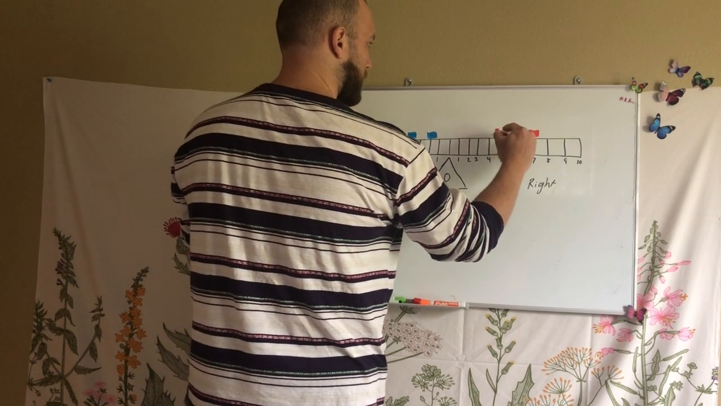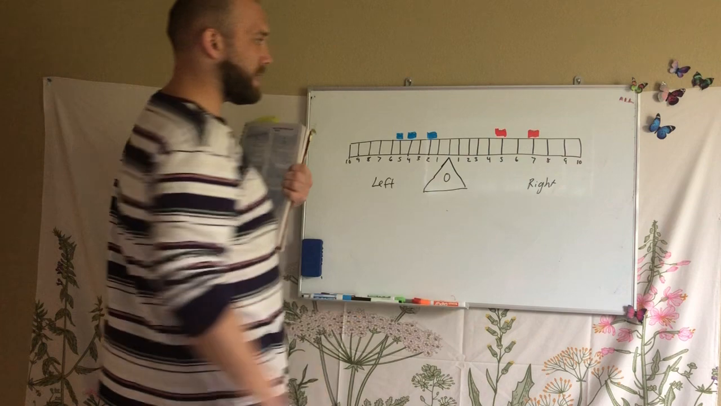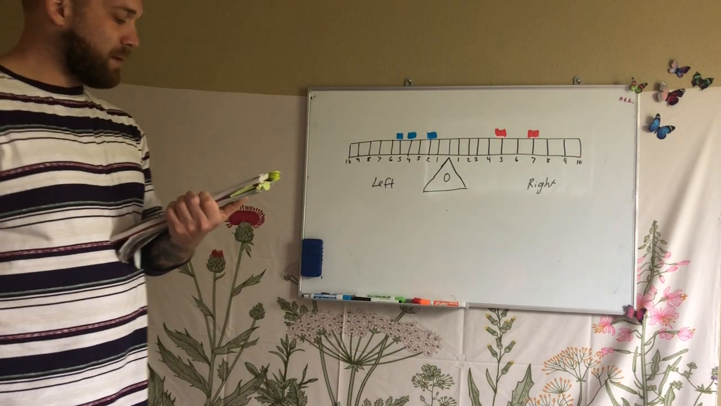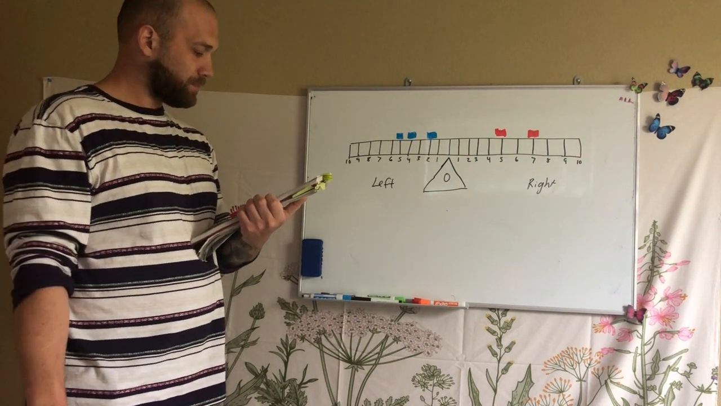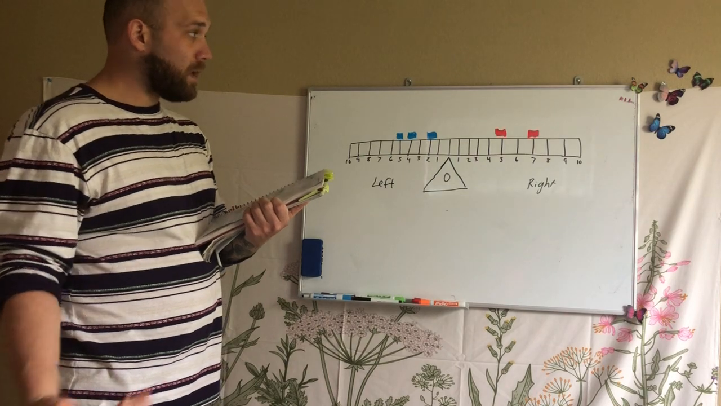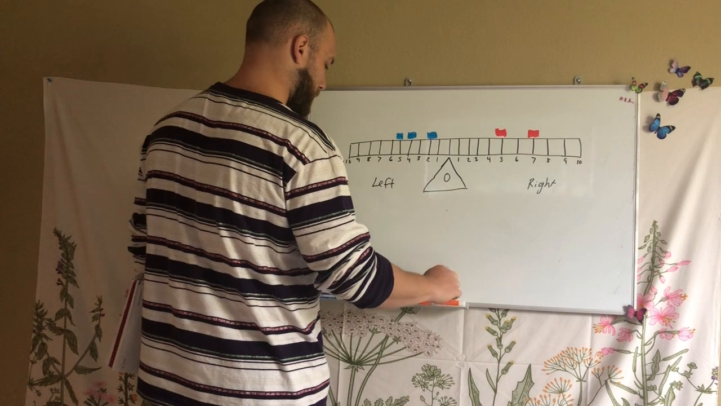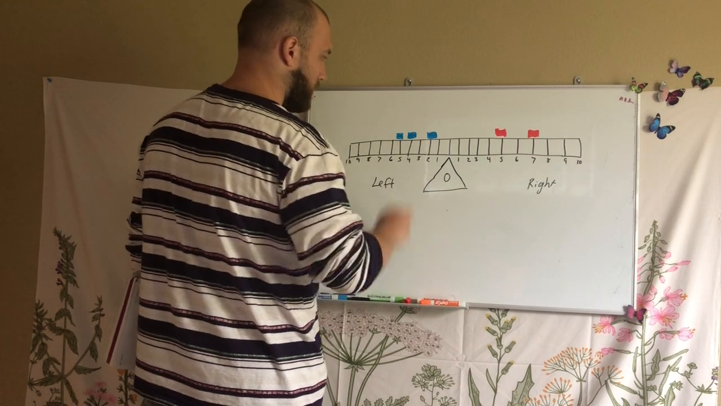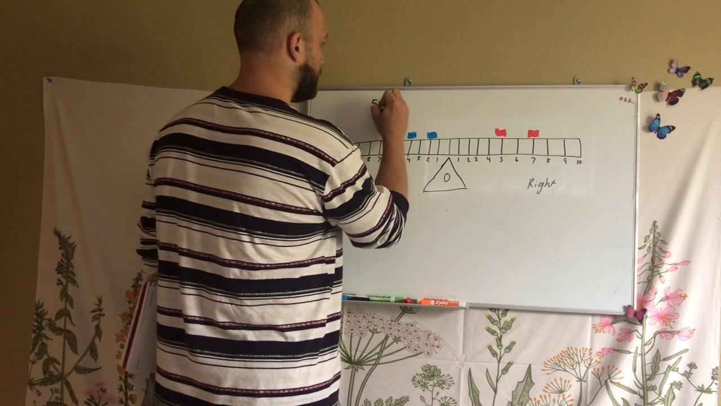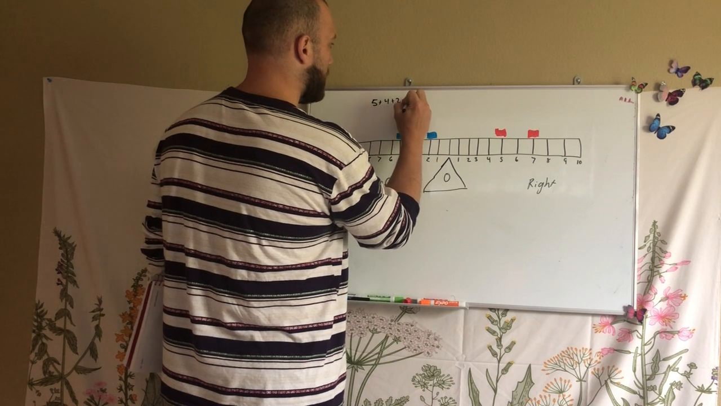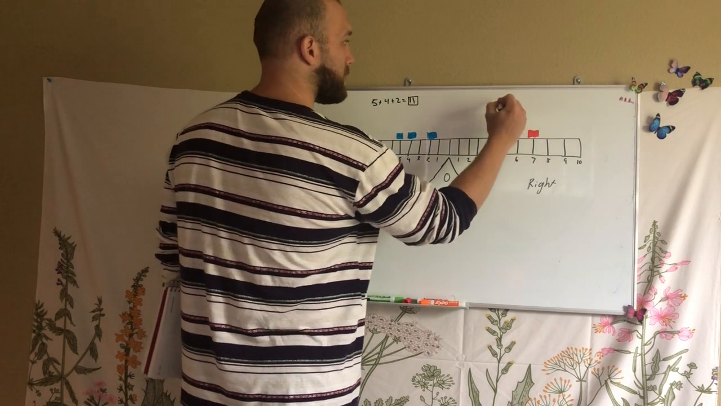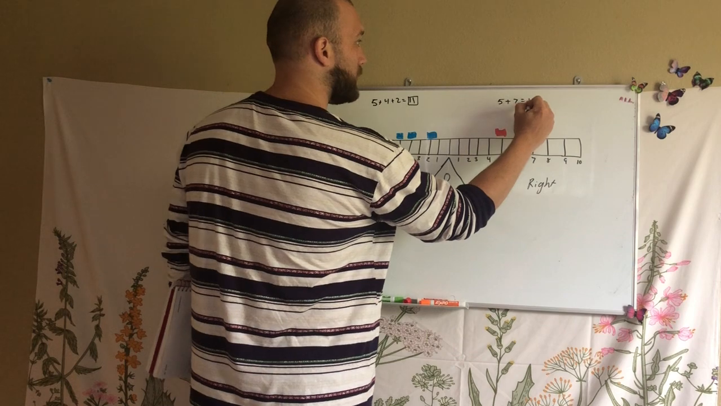I'm going to put another weight on the 5 on the right-hand side. So now what do I have? I have 12 on the right-hand side. So over here I have 5 plus 4 plus 2 equals 11. And over here I have 5 plus 7, which equals 12.